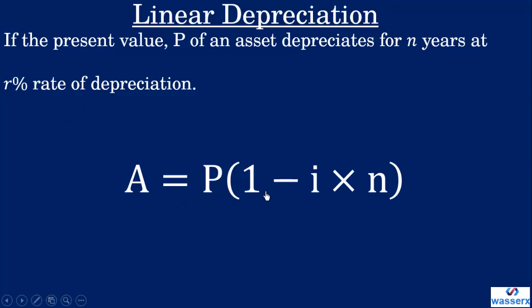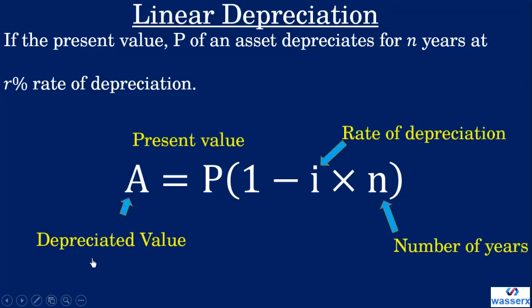A equals P into 1 minus I times N, where A is the depreciated value, P is the present value of the asset, I is the rate of depreciation, then N is the number of years.